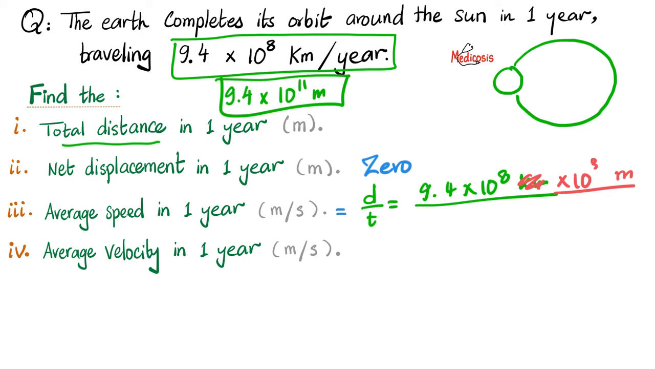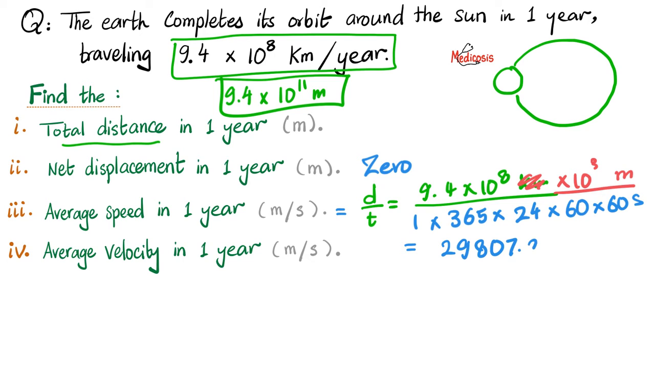Well, I know that 1 year contains 365 days. That will give me the answer in days. I know that 1 day contains 24 hours. Each hour contains 60 minutes, and each minute contains 60 seconds. When you do the math, you'll find that the final answer is 29807.20 meters per second. If you want it in scientific notation, it is 2.9 because you have this point moving like this. I moved 1, 2, 3, 4. So it's 2.98 times 10 power 4 meters per second, and that's the final answer for average speed.